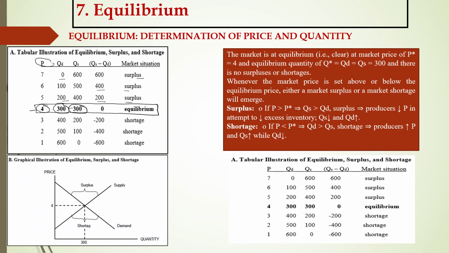When the price falls to 3, the demand increases. Now 400 people want the product, but the supply of product is only 200. So 200 minus 400, that is minus 200 in the market, which means there is a shortage.